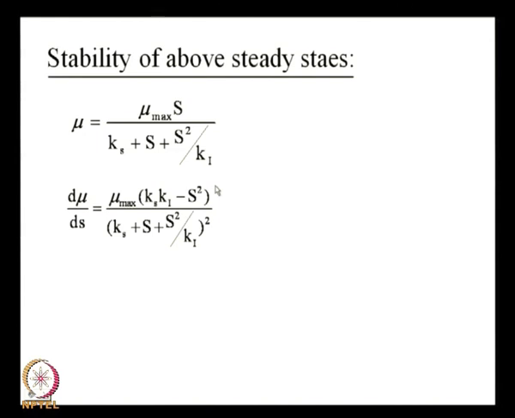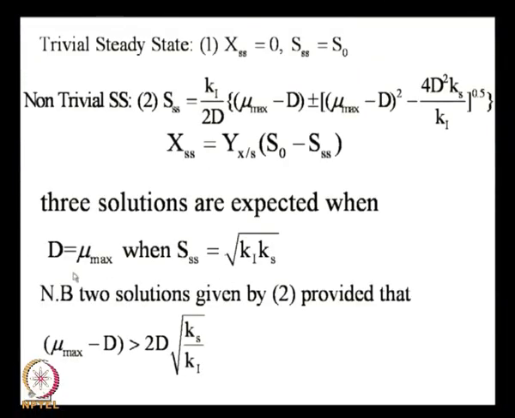Now, if S equals square root of k I k s, then what do you have? Not the trivial solution, no, the trivial solution is 0. This is the solution, d equals mu max and S equals square root of k I k s. The trivial solution is this one, let us not confuse the trivial solution with this. These are non-trivial solutions. A special case of the non-trivial solution is this one where d equals mu max.